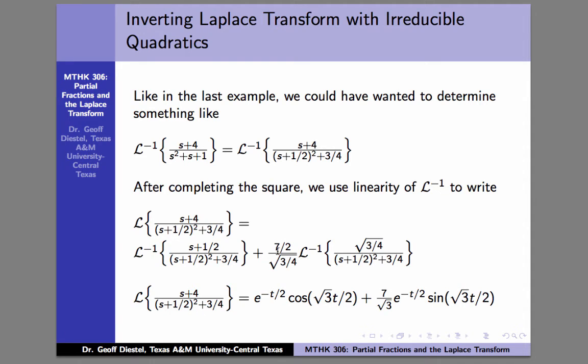And for the second term, I'm just simplifying the constant out front as 7 over root 3, or 7 root 3 over 3 if you want to write it like that. But it's the same, it's just now the sine formula shifted by the 1/2. So sine of square root of 3 times t over 2, again times the same exponential because of the plus 1/2 that we see here.